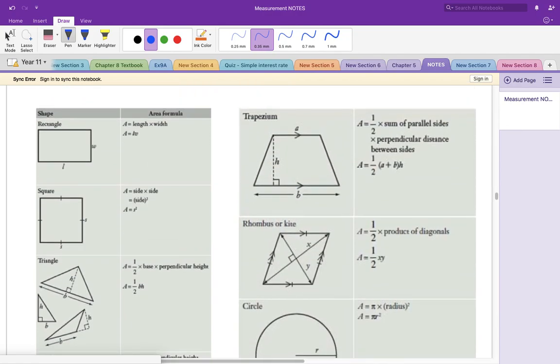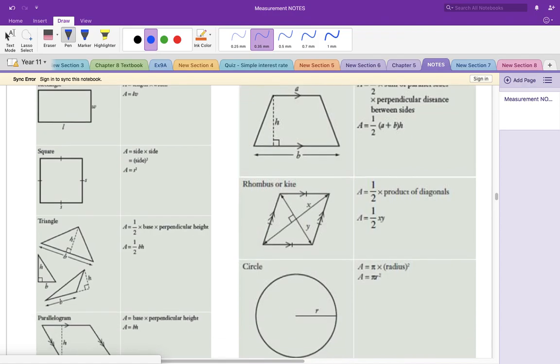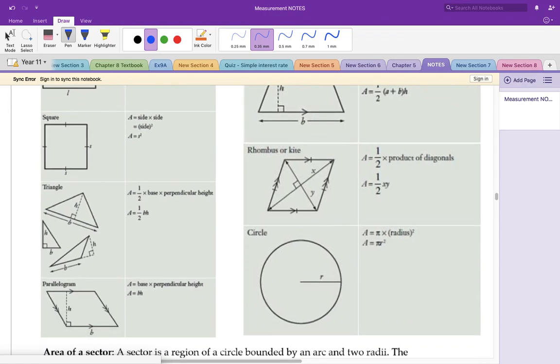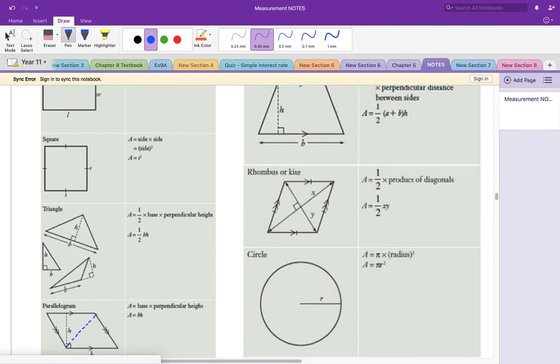So for rectangle, you do width times length. Squares, you do the side squared. Triangles, half times base times height. Parallelogram, because it's actually just made up of two of the same triangles, the formula is just base times height. There's no half, because they're two triangles. 2 times a half is 1, right?